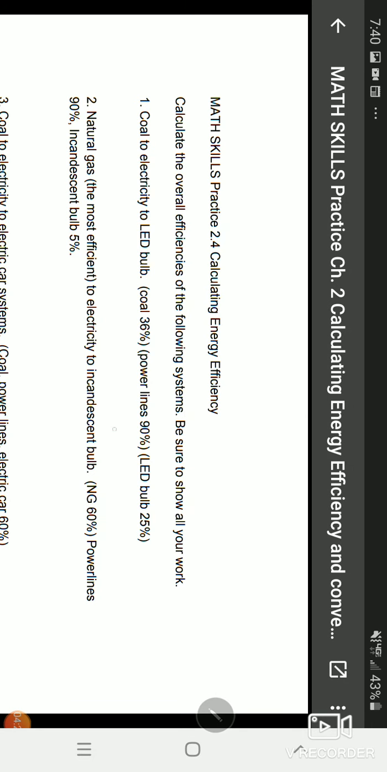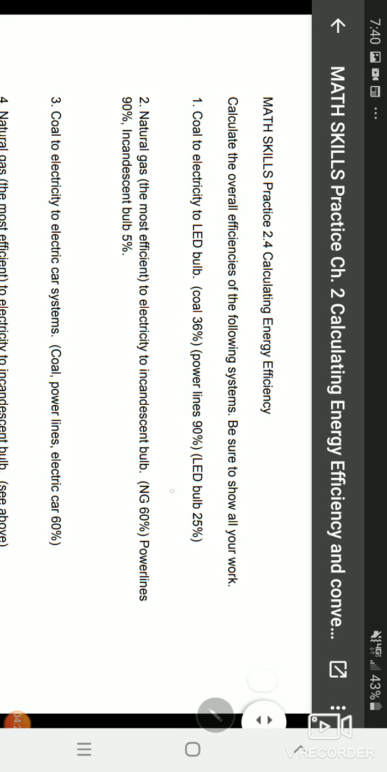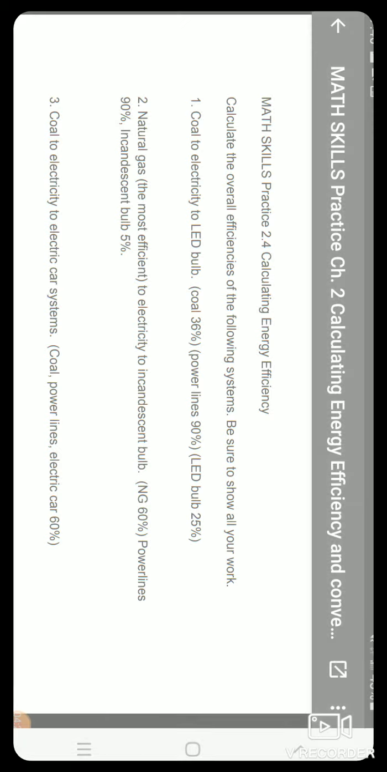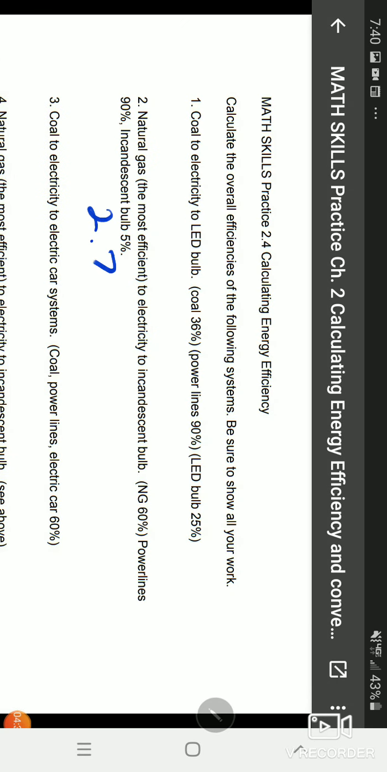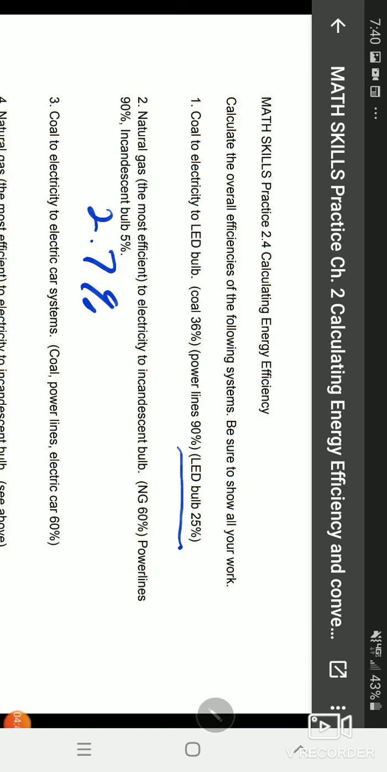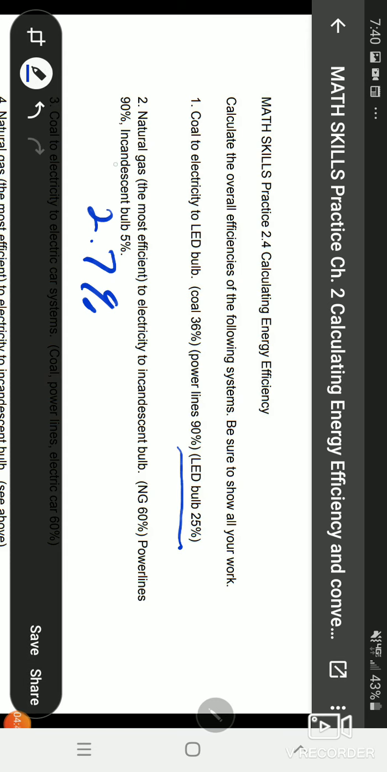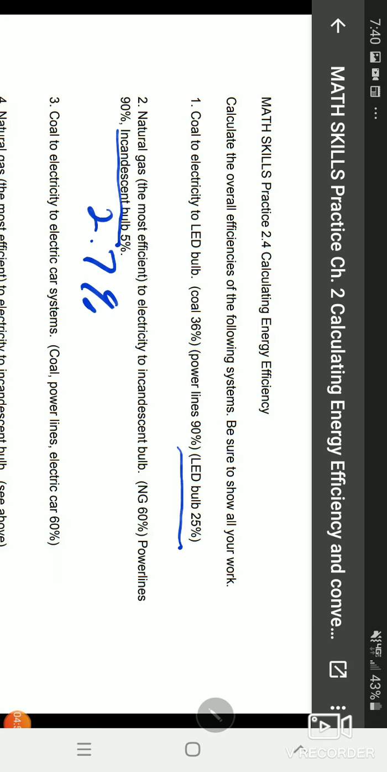Okay, so your total here would be, if I actually screenshot it so I can write on it, only 2.7%. So it's pretty bad compared to the other one. Again, I don't remember what the other one was. You'd have to multiply these again, but I think it was actually better, and it was mainly because this LED bulb at 25% efficient as opposed to the incandescent bulb at 5% efficient made it much better.